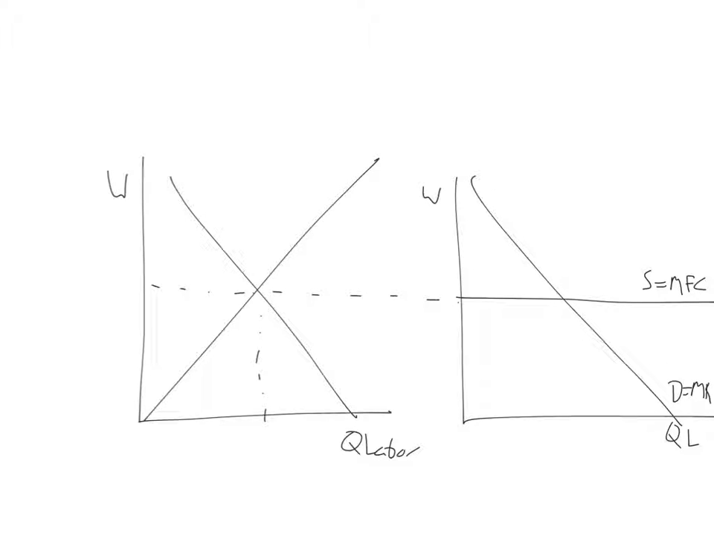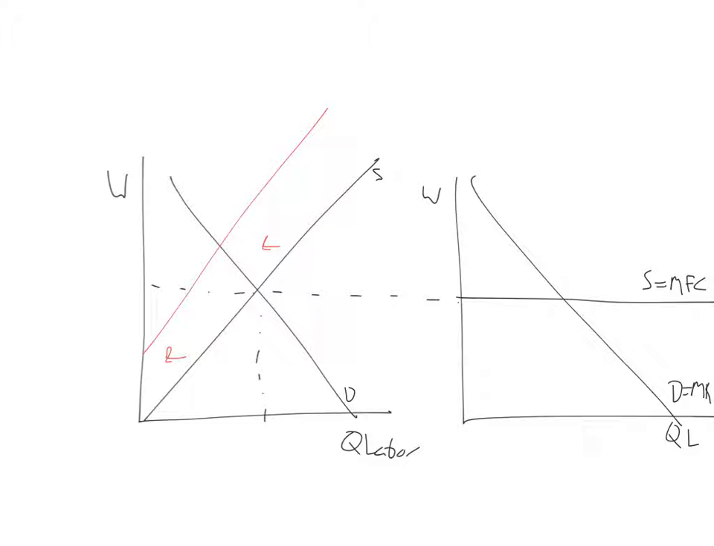So let's take a look at what might shift the supply curve, the marginal factor cost curve. So let's say you're a plumber and the government makes you have a plumbing license. Well, then your supply curve, which is here, is going to go down. It's going to shift left. So your new supply curve is going to be here.